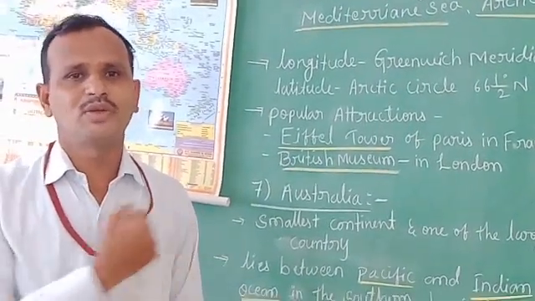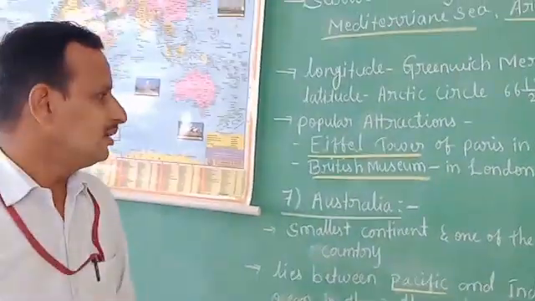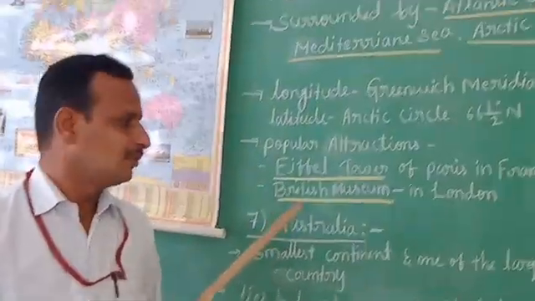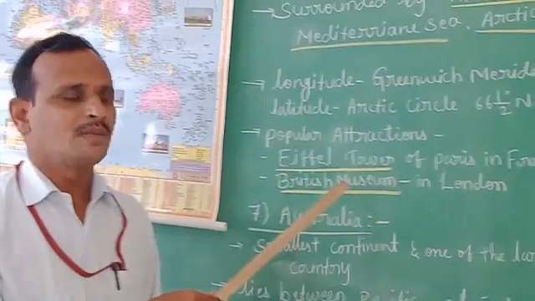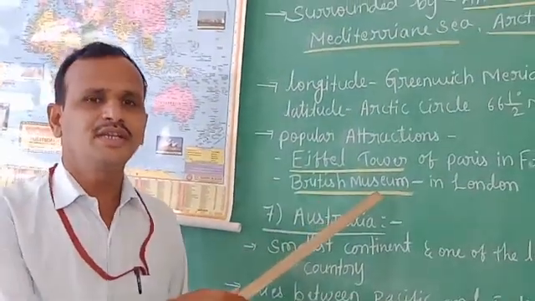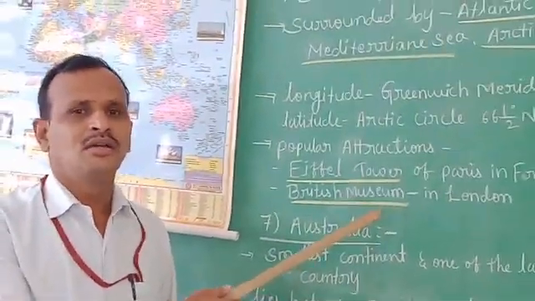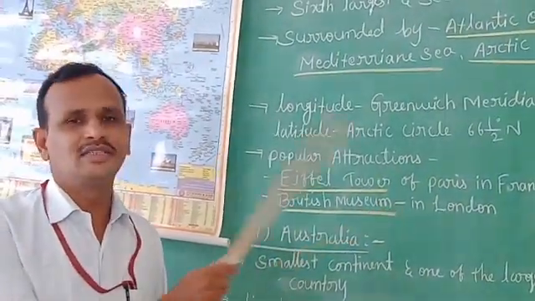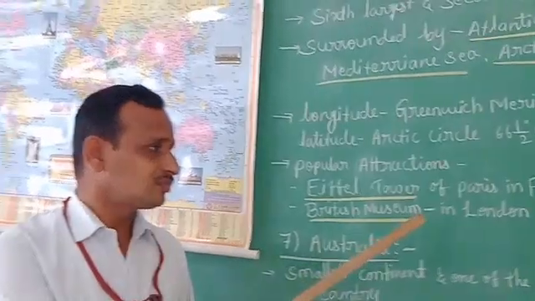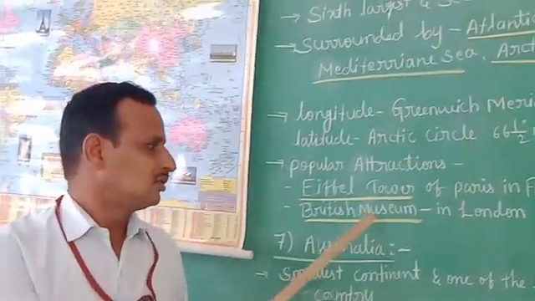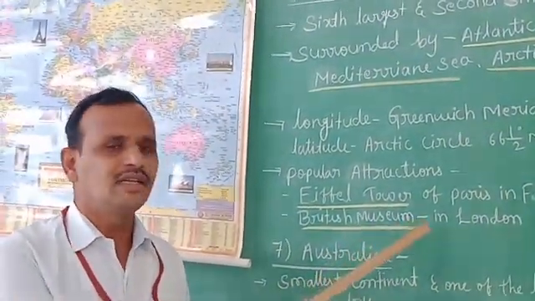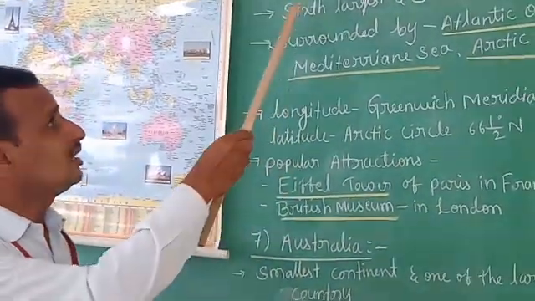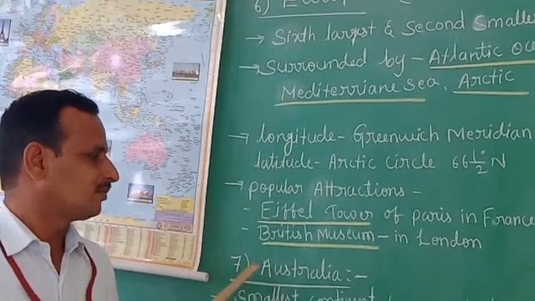this Eiffel Tower. And another important attraction is the British Museum. British Museum, children, is a public institution dedicated to human art and culture, and it is in London. Where is the British Museum? It is in London city. So this is the detail of the Europe continent.